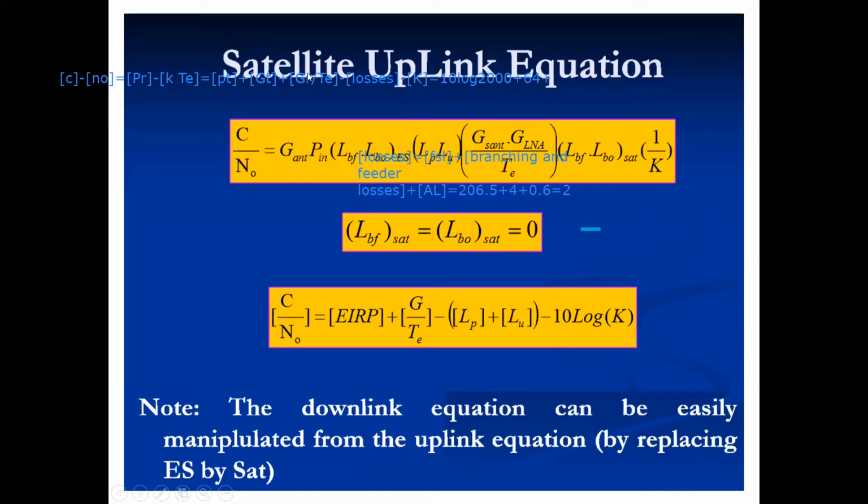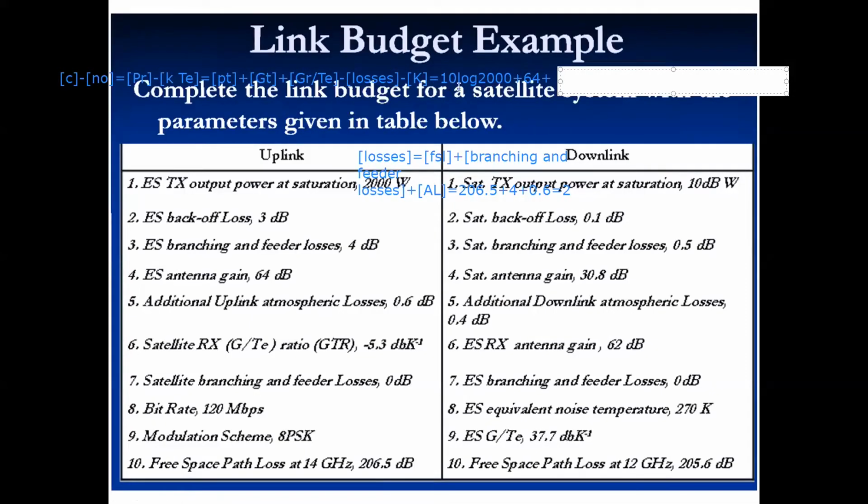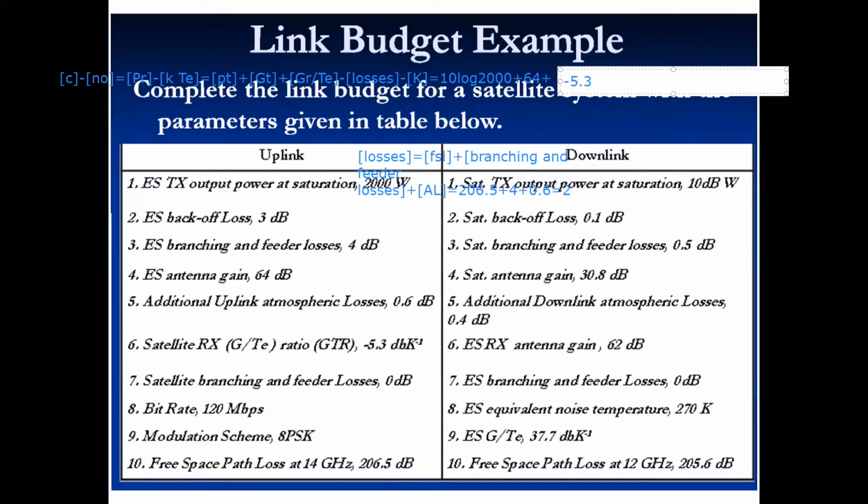What we are doing: PR is done, PTGT is done, G by TE is already given. I'll write it as minus 5.3, right? Please see the unit, dB per Kelvin. Yes, the unit of temperature is dB Kelvin. Okay, plus what do I have to do?